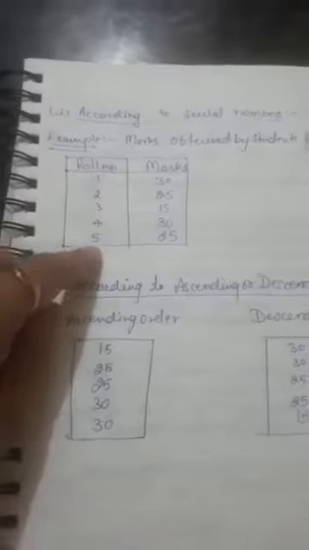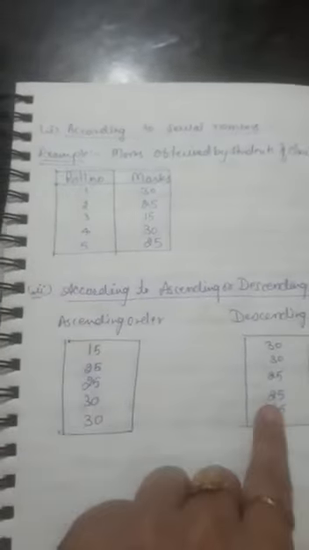So individual series can be presented either according to a serial number, like roll numbers in the classes, or in ascending or descending order.